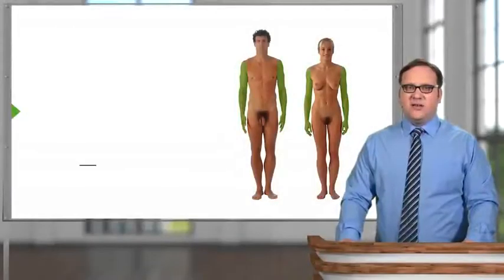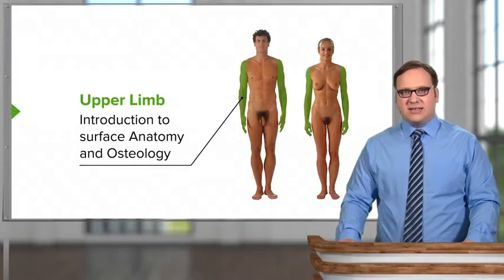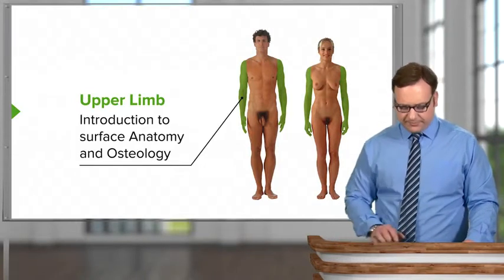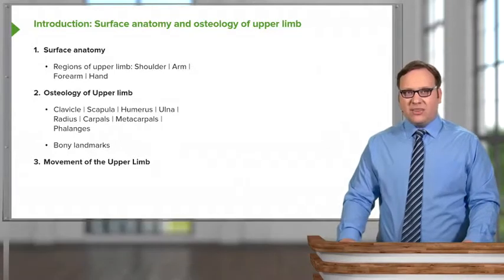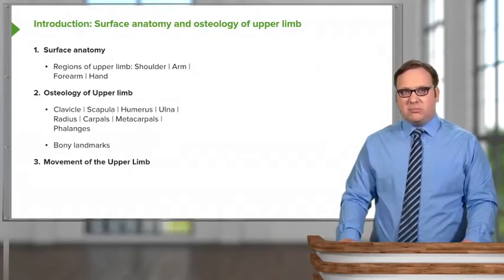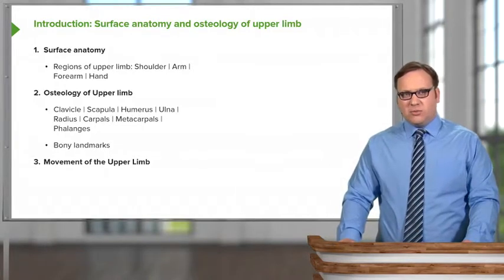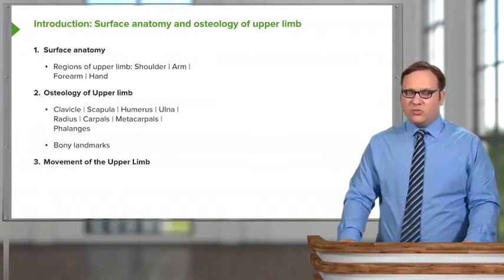In this lecture, the first in a series about the upper limb, we're going to look at the surface anatomy and osteology of the entire upper limb. So we're going to look at the surface anatomy of the shoulder, the arm, the forearm and the hand, all of these regions making up the upper limb. And then we're going to move on to the osteology. We'll look at the clavicle, the scapula, the humerus, ulna, radius, the carpal bones, the metacarpals, and the phalanges.